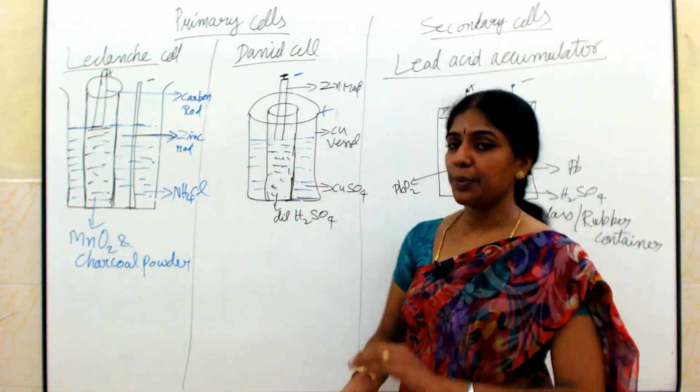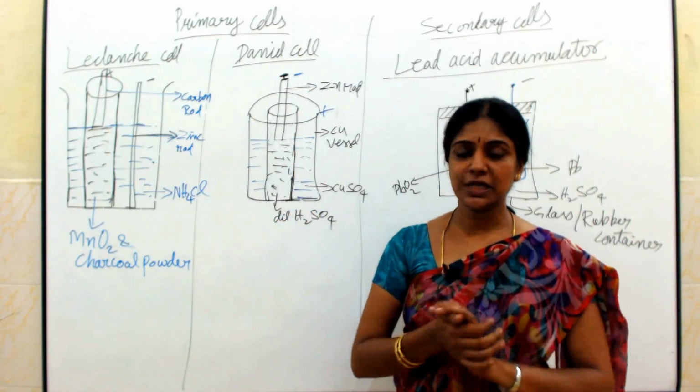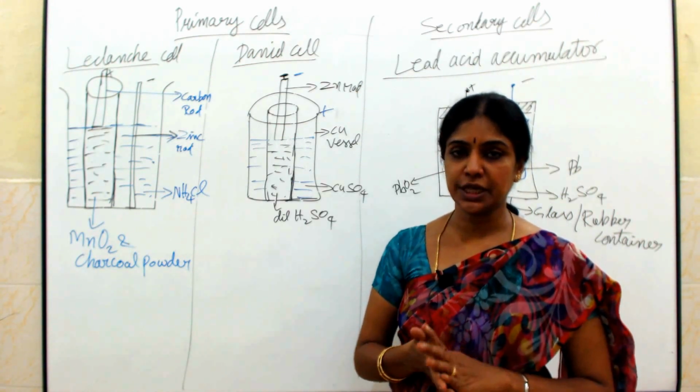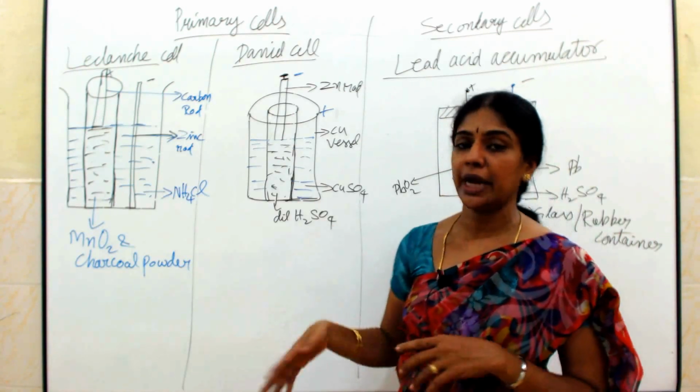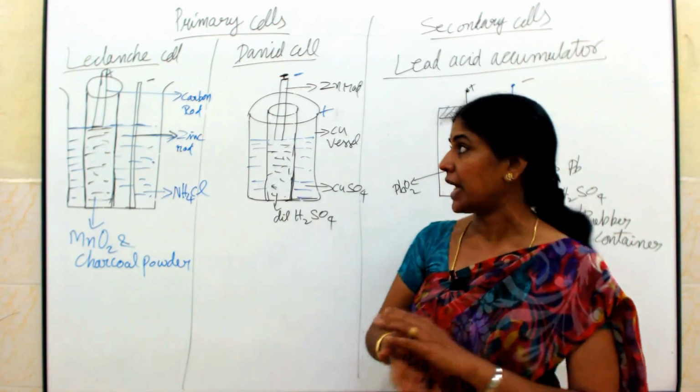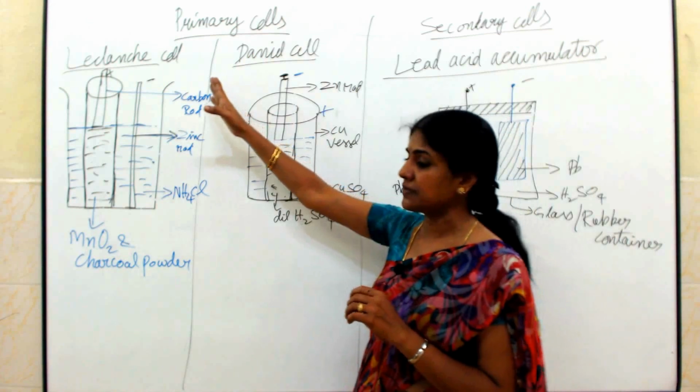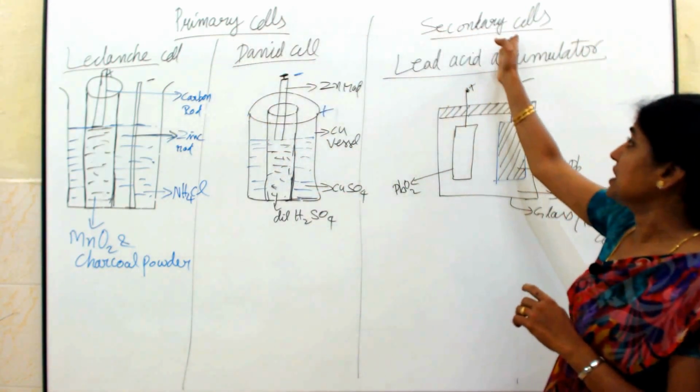You know what is meant by a cell. What is a cell? Using a cell we are going to draw electric current. That is, chemical energy is converted into electrical energy, and we have seen what is meant by cathode, anode, what is electrolyte, what are cations, what are anions. In the cells we have two types of cells: one is the primary cell and the other one is the secondary cell.